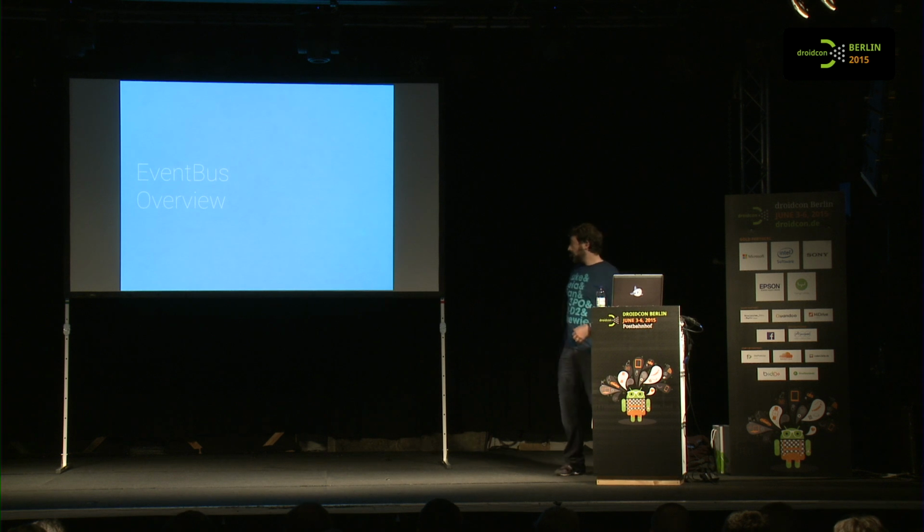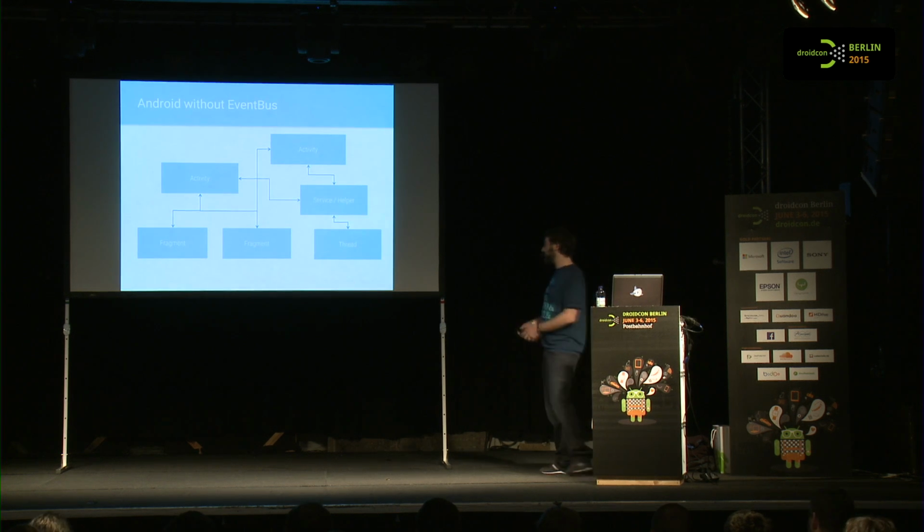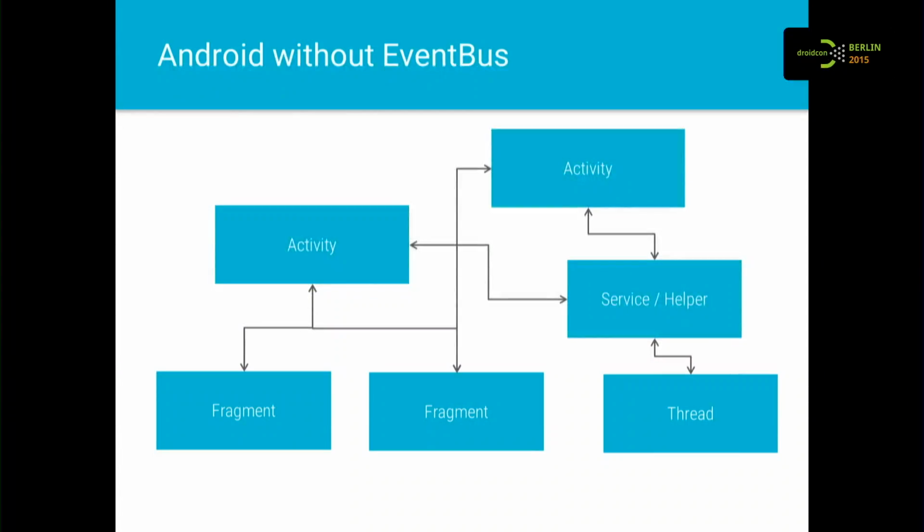Let's start with a little overview for those that are not so familiar with Eventbus. Usually, if you have an Android app, it might look like this, right? Everybody is talking to somebody, but not directly. It has to go through activities. Maybe you have some helper classes. And if something happens here in the thread, you still want to update your UI. So it usually has to go all the way through the layers. You don't want to break the layers, right?